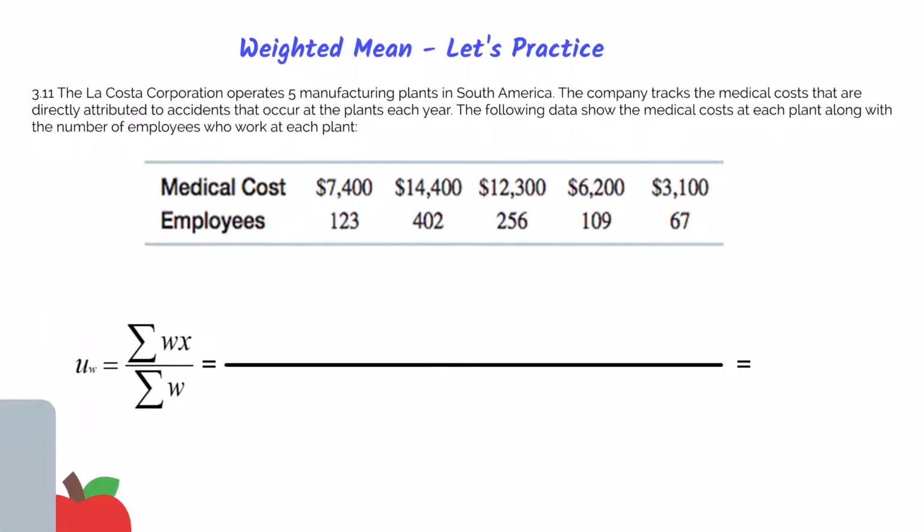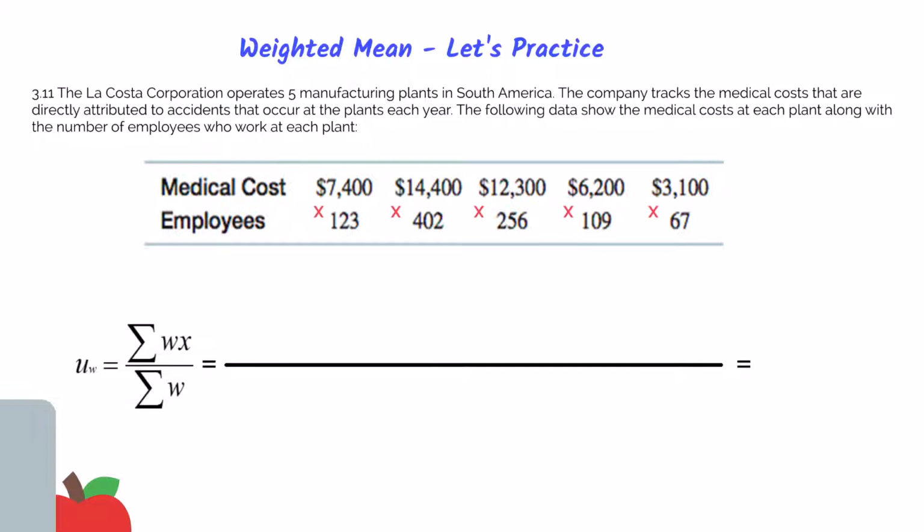In problem 3.11, the La Costa Corporation operates 5 manufacturing plants in South America. The company tracks the medical costs that are directly attributed to accidents that occur at the plants for each year. The following data shows the medical costs at each plant along with the number of employees who work at each plant. Let's go ahead and calculate the weighted mean.